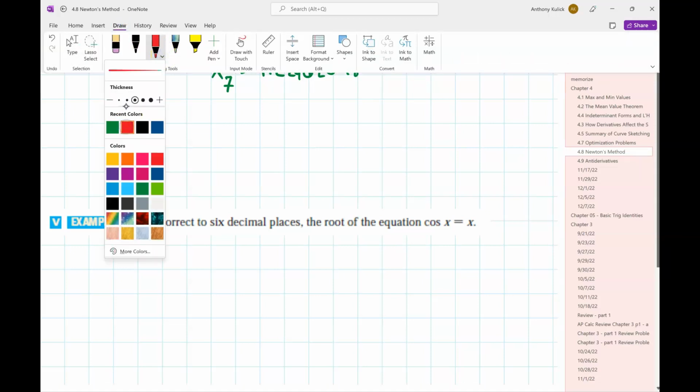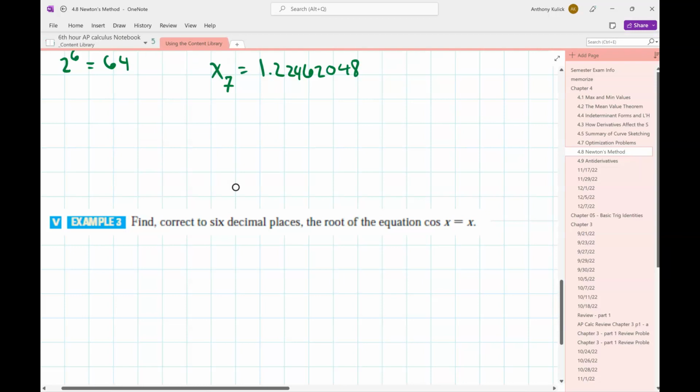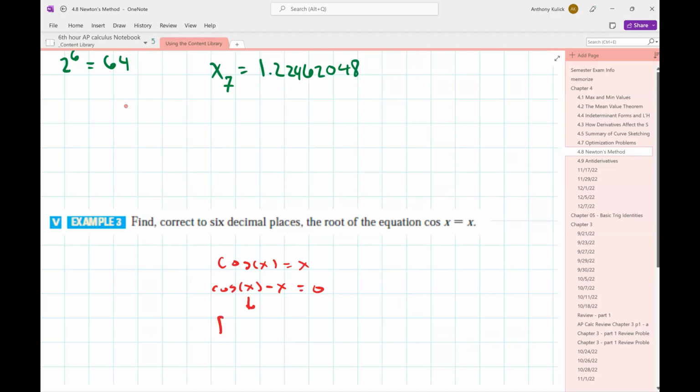So one more here. And then I want to show you something that can happen that's bad. Again, we're solving this correct to 6 decimal places. So first order of business would be to get it equal to 0. So that becomes my f of x. So I'll type that in.